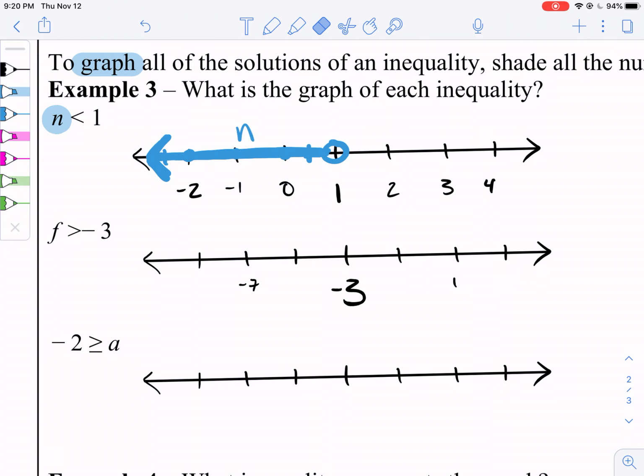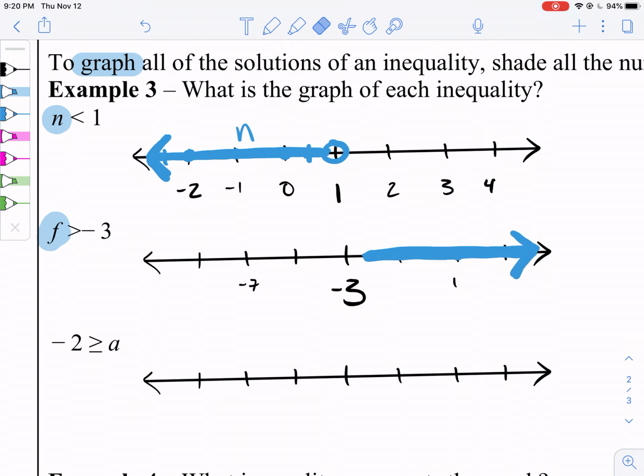That's great. Okay, anyway, so let's plug in some numbers. We want to find out for what values of f is f greater than negative 3? Well, 1 is greater than negative 3, and so is 3, and negative 1, so it's everything on this side. So we're going to shade all these numbers right here. We've got our arrow going that way.